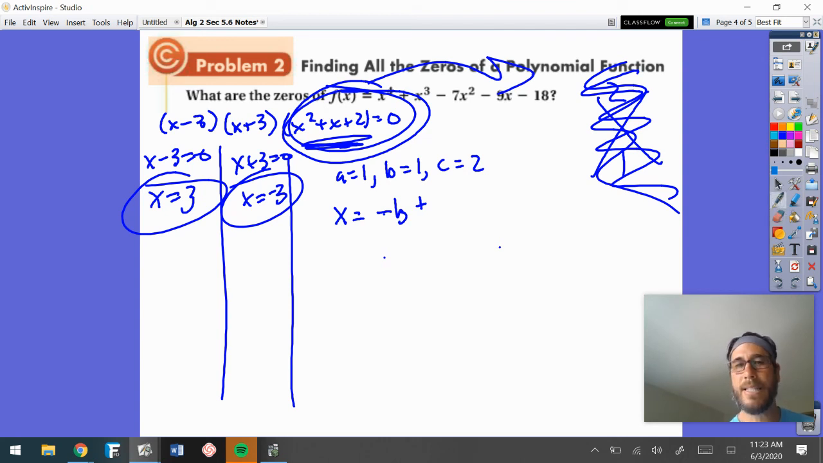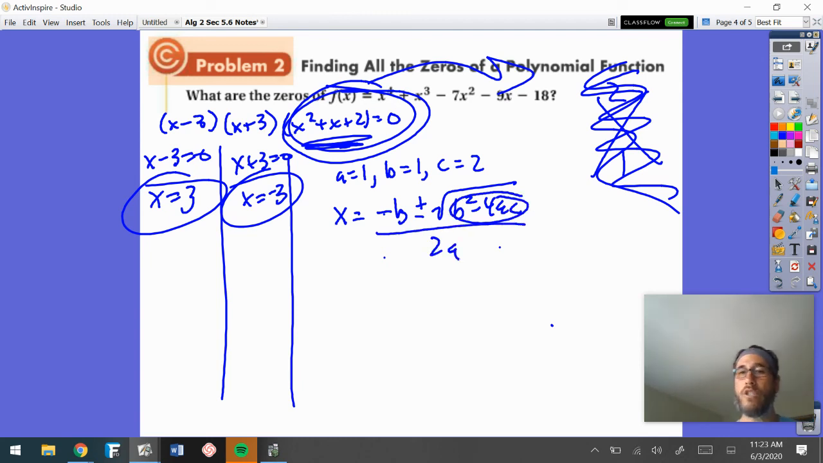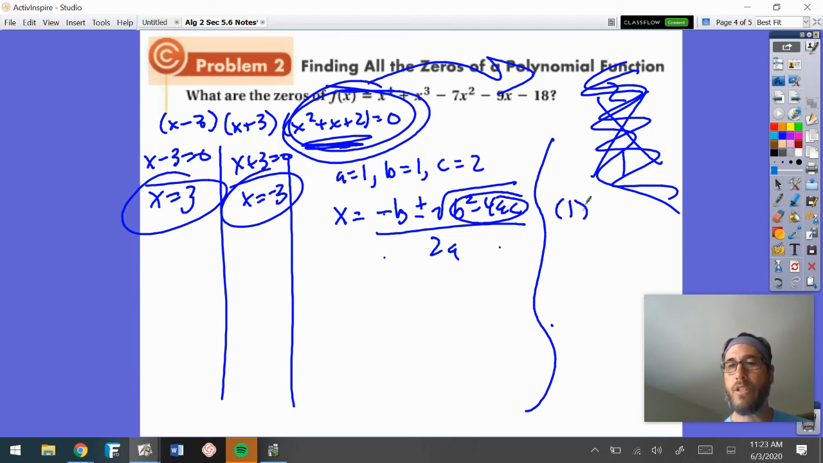Plus or minus the square root of b squared minus 4ac. Remember, that is the discriminant, all over 2a. And remember, whenever we do these, we always do the discriminant first. So let's do it. We'll do it over here. B squared would be 1 squared minus 4 times a times c. If I do that, 1 squared is 1.